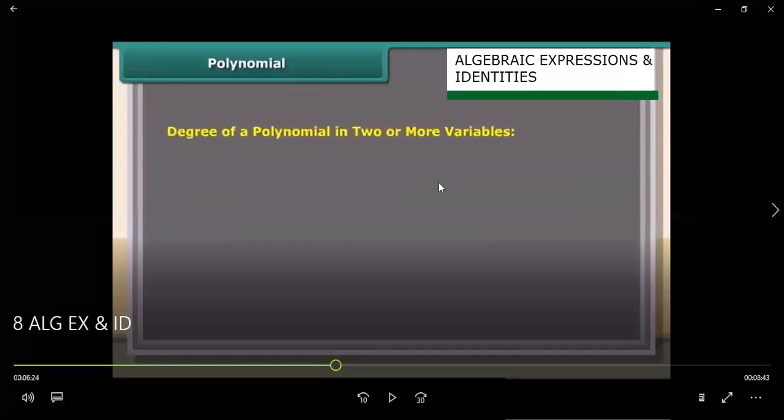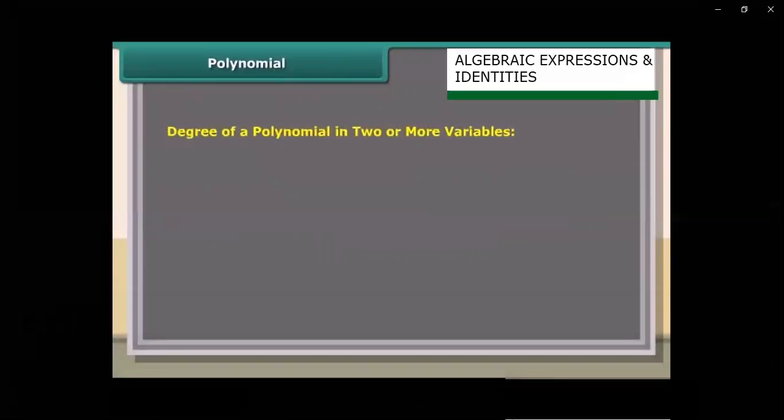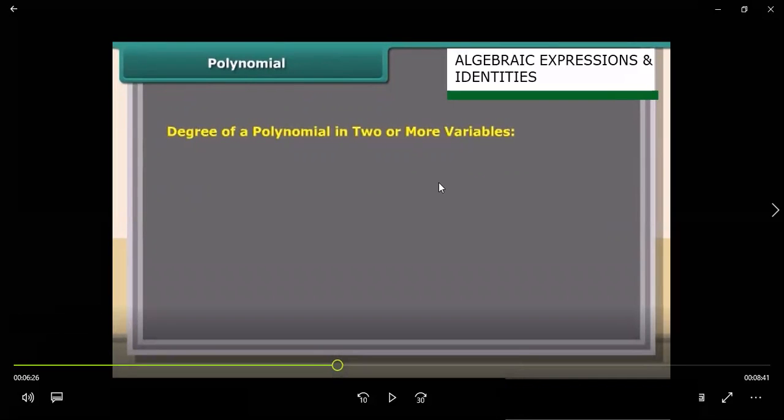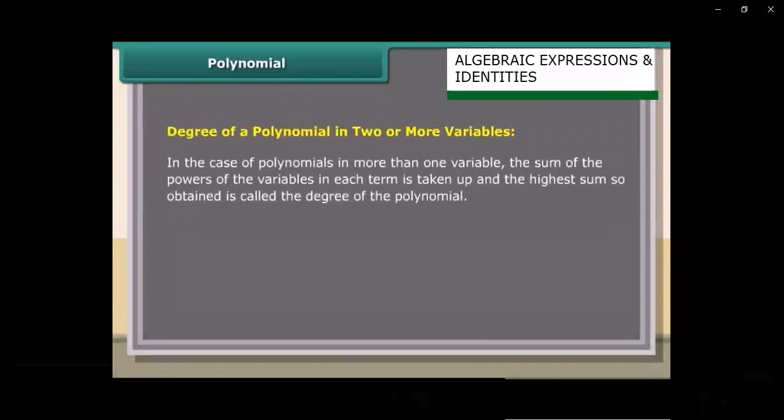Then we have the degree of a polynomial in 2 or more variables. The previous examples that we discussed were only about polynomials having one variable. Now let's check what the degree of a polynomial is if there are 2 or more variables in it. In the case of polynomials in more than one variable, the sum of the powers of the variables in each term is taken, and the highest sum so obtained is called the degree of the polynomial.